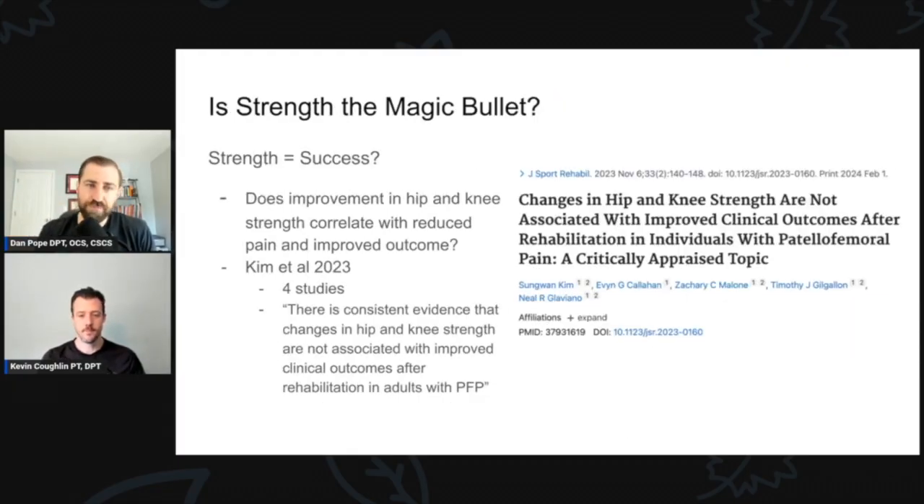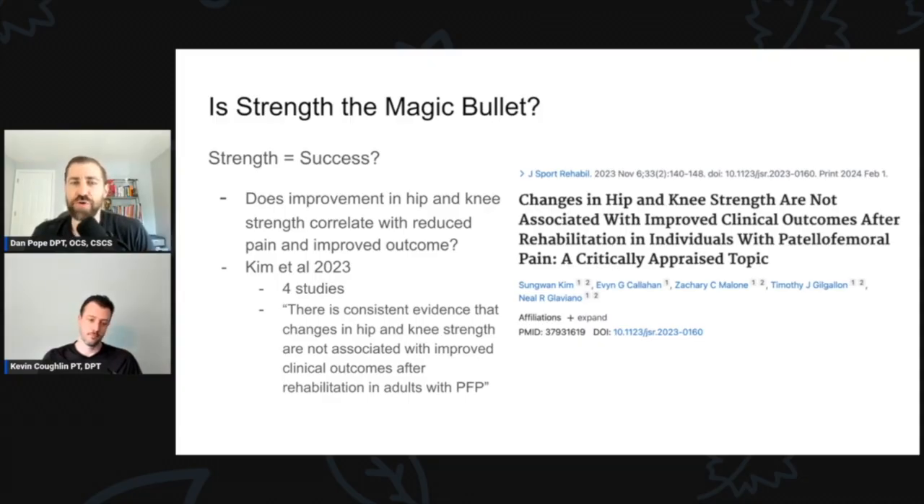But okay. So the next thing I want to talk about is, is strength the magic bullet? Because oftentimes we'll say, oh, you got patellofemoral pain, we just need to strengthen things. That's what's going to help you out, right? And essentially, the question becomes, does improvement in hip and knee strength correlate with reduced pain and improved outcomes? And this study was from Kim et al. in 2023, Journal of Sports Rehabilitation.